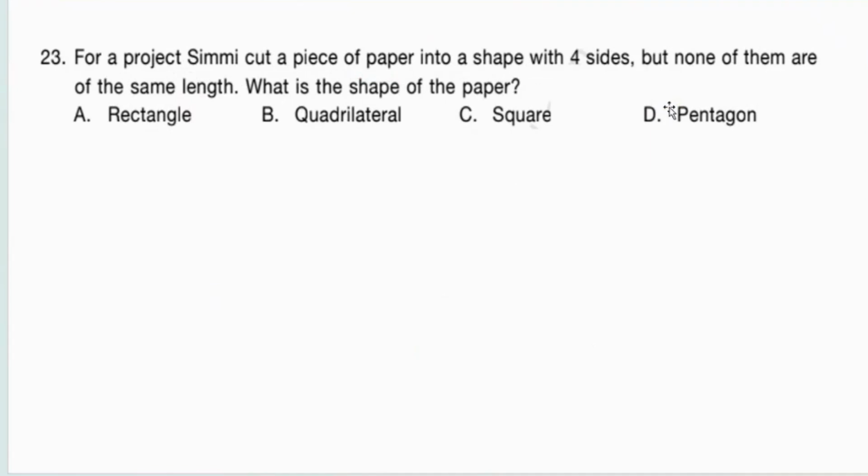Coming to the next one now. For a project, Simi cut a piece of paper into a shape with 4 sides, but none of them of the same length. So 4-sided closed figures are always called quadrilaterals, right? They can be square as well. Clear? They can be rectangle as well, right?